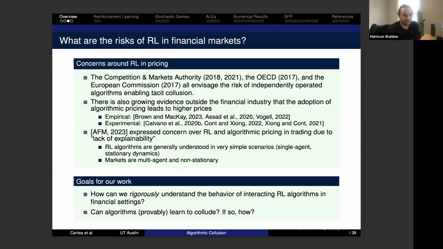So this brings us to the main questions that drive our work, which is: how can we understand the behavior of interacting reinforcement learning algorithms in financial settings? And second, can these algorithms provably learn to collude?